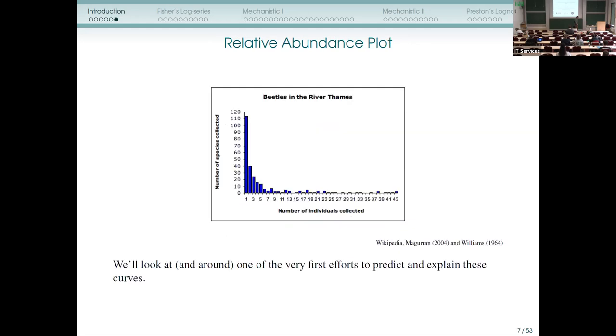So what I'm showing right here is the standard relative abundance plot, number of species, number of individuals, and we've got this nice shape here. And for about the last 100 years, give or take, people have come up with various theories to try and explain this shape. I'm going to talk about one of the very first ones.